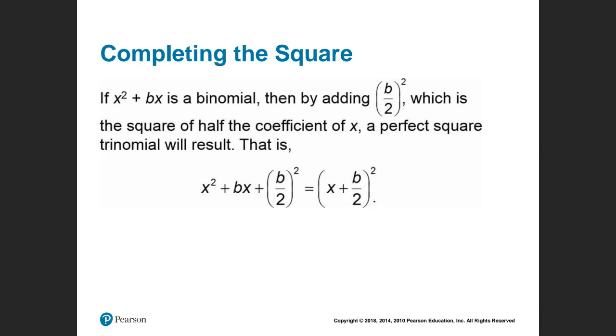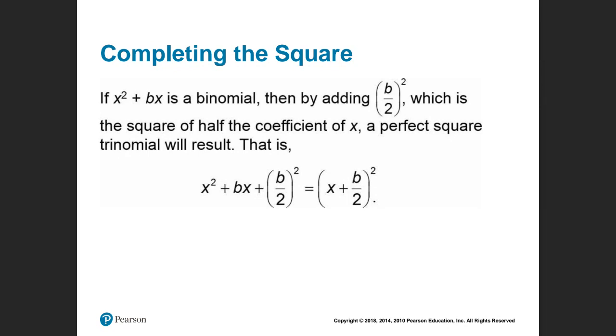Now, completing the square. If x squared plus bx is a binomial, then by adding b over 2 squared, which is the square of half the coefficient of x, a perfect square trinomial will result. That is, x squared plus bx plus b over 2 squared equals x plus b over 2, the whole thing squared. You have to know this formula.